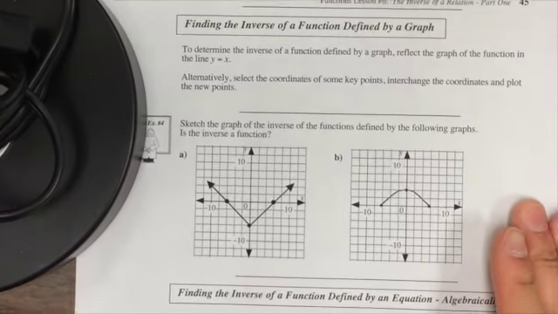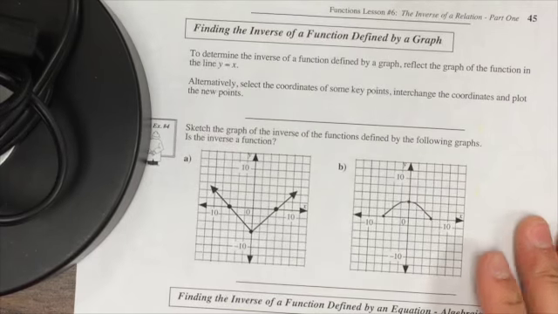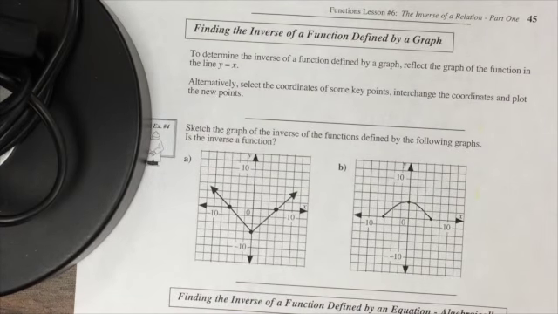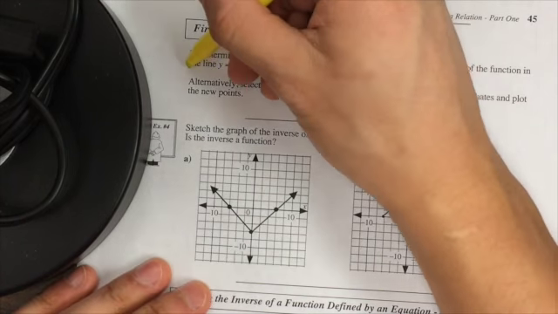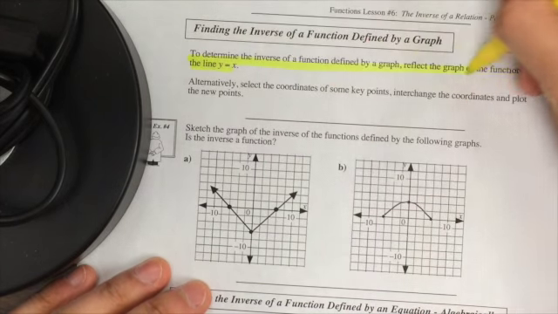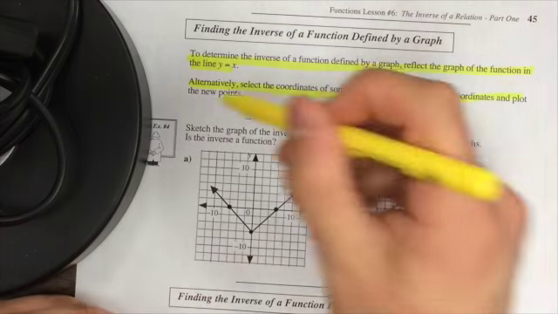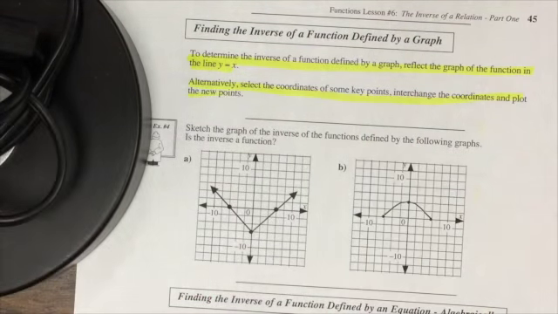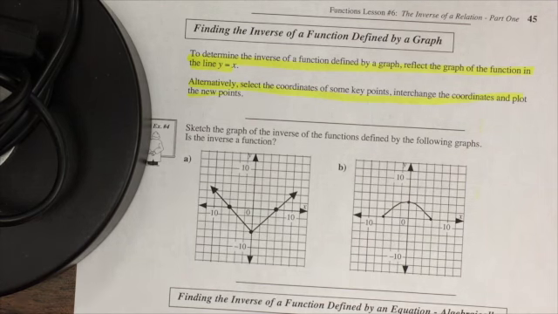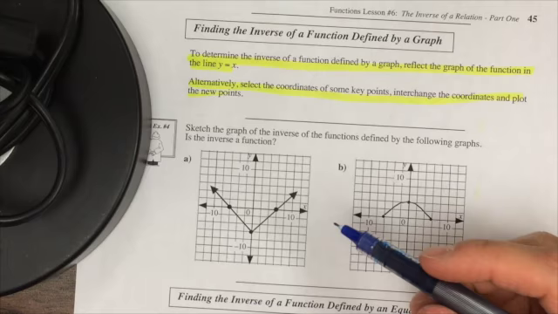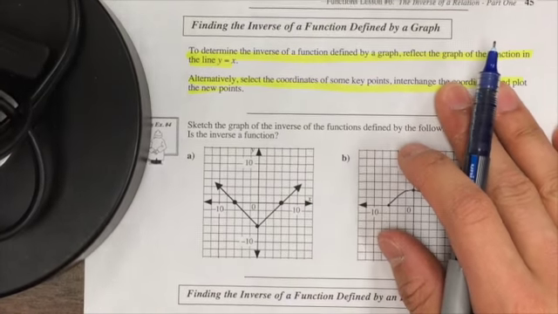Okay, now, to determine the inverse of a function defined by a graph, reflect the function in the line y is equal to x. Alternatively, you can select the coordinates of some key points, interchange the coordinates, and plot some new points. So next, let's sketch the graph of the inverse of the function defined by the following graphs, and then determine whether or not it's an inverse function.